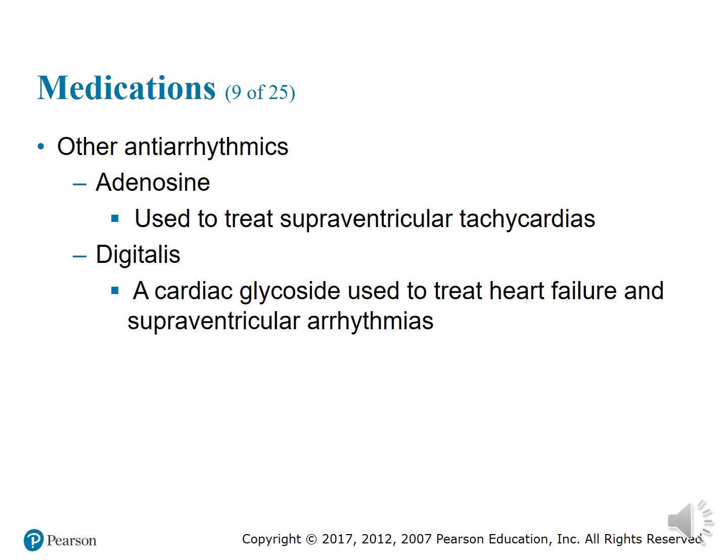All right, other types of antiarrhythmic medicines are adenosine and digitalis. As you know, we have studied and heard digitalis pretty much all throughout this EKG chapter, whereas digitalis, if it's used correctly, is usually used to treat heart failure and supraventricular arrhythmias. Adenosine is used to treat SVTs or supraventricular tachycardias.